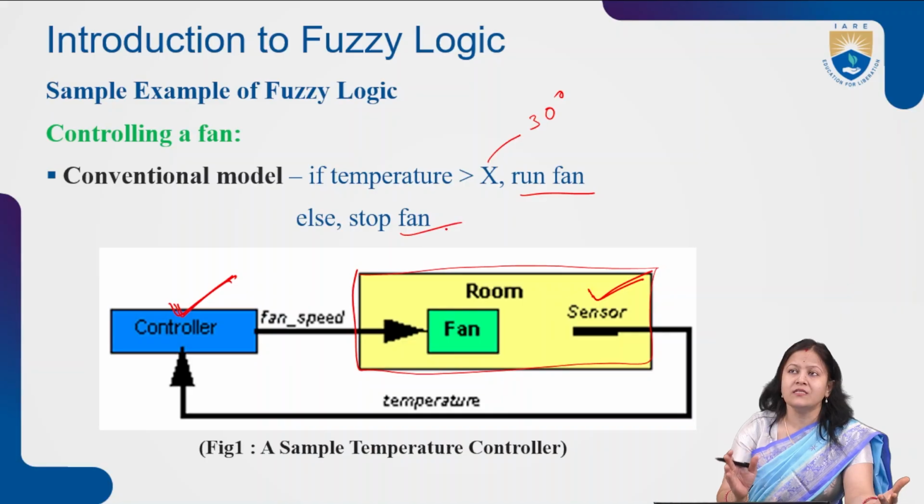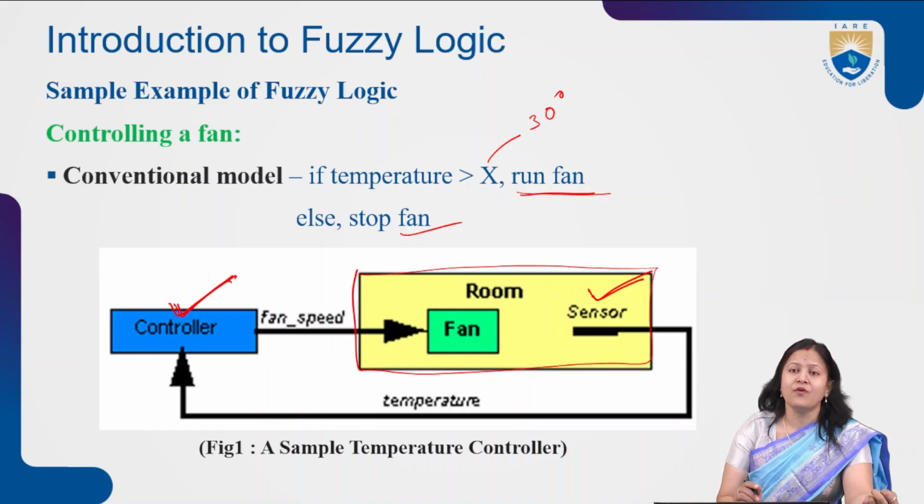For normal ACs, the ACs which we were using 30 or 40 years ago, this was the condition. Either it will be switched on or it will be switched off. That depends upon one threshold value. That threshold value may be 30 degrees or maybe 45 degrees. If the temperature is more than 30 degrees, then we can configure the controller like this: it will run the fan or else it will stop the fan.